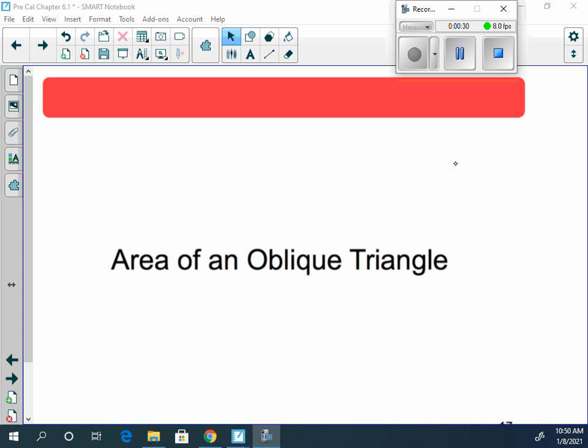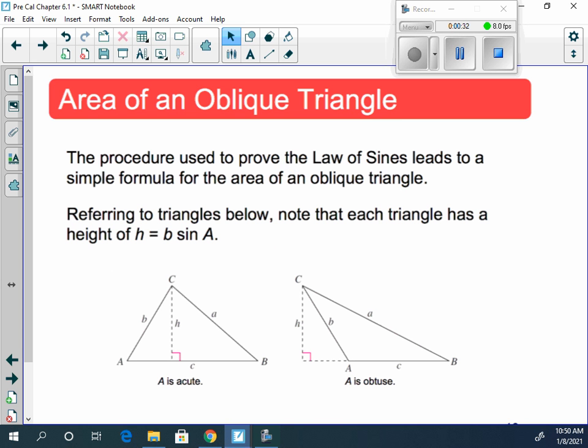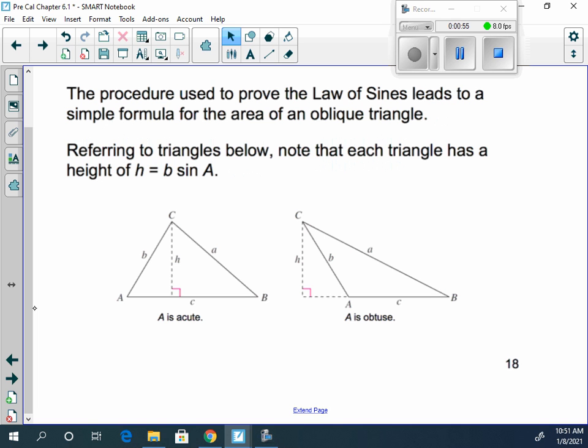Okay. Now, the area of an oblique triangle. So using the law of sines, now we know that the area of a triangle is 1/2 base times height. Now, for an oblique triangle, it's not necessarily that one of the sides is going to be the height. We're used to solving for the area of a right triangle, because one of the sides would be the height and the other side would be the base, and we can do it that way. If we look at both of these here, for an obtuse triangle, the height is outside the triangle. For an acute triangle, it's inside. So we'd actually have to find the height.